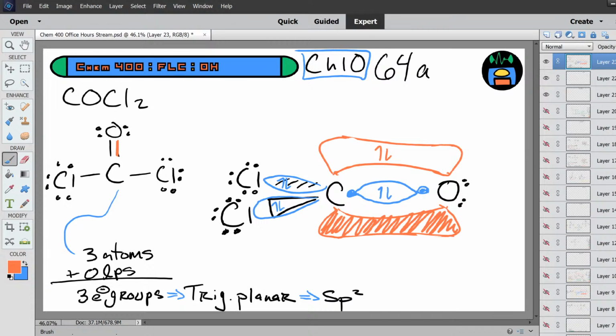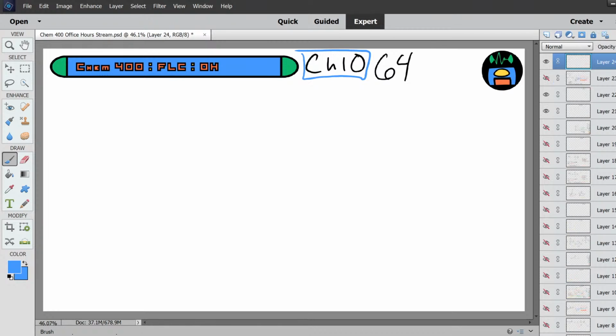So if we're going to label our bonds, we have a pi bond here, right? Two lobes. And then we have three sigmas. One there, one here, and one there. We've already taken care of our hybridization. So we're good to go there. It's part A. Part B, we are doing BrF5.